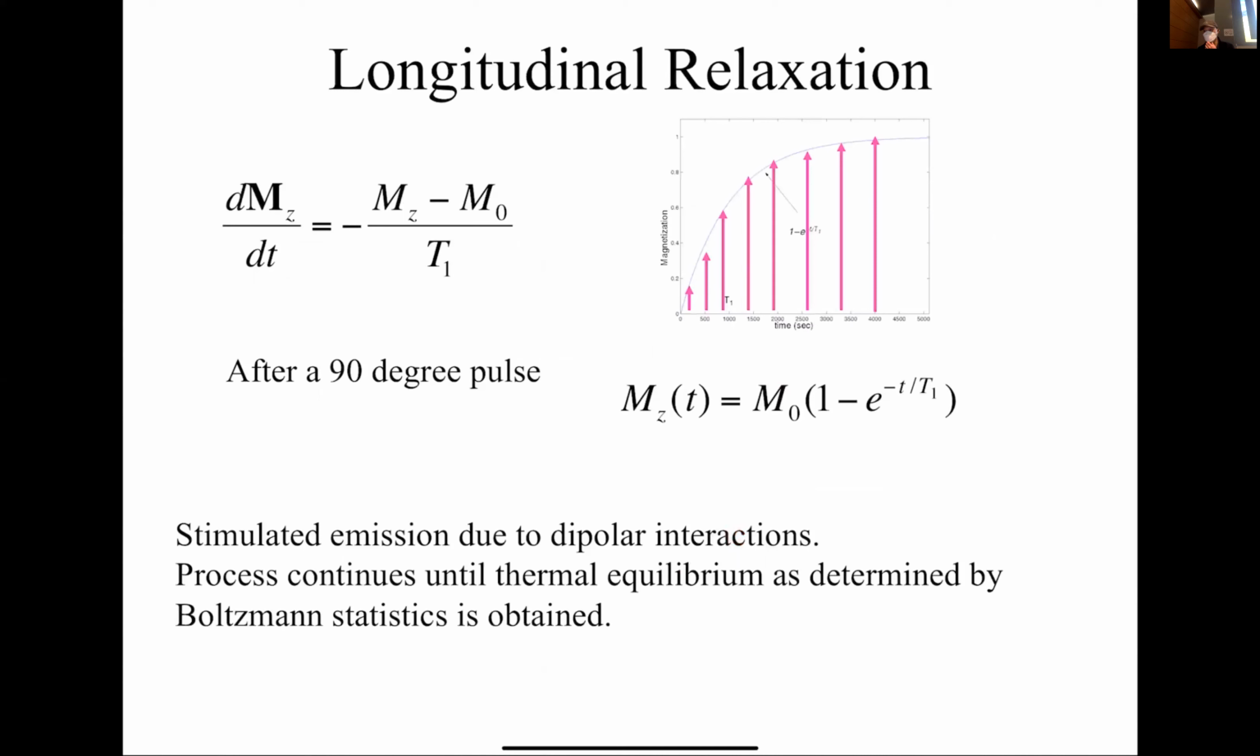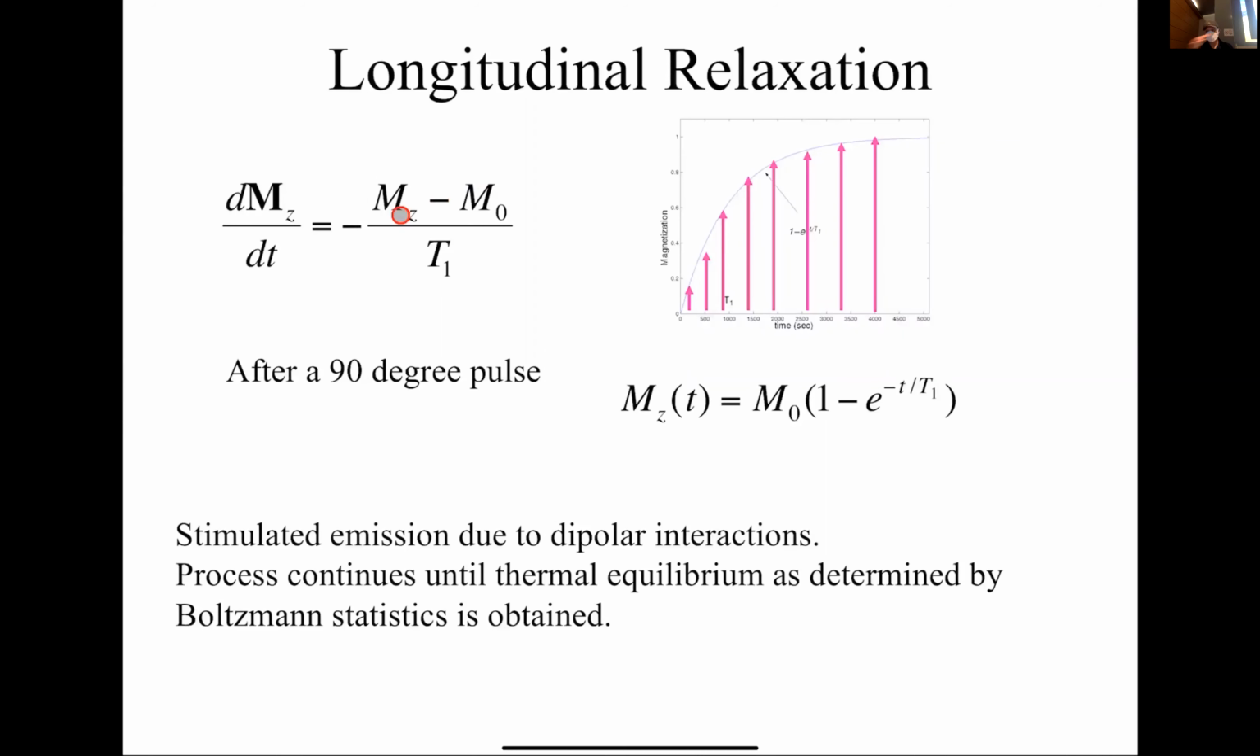The governing equation for longitudinal relaxation is just this first order differential equation. It's dMz/dt equals minus (Mz minus M0) over T1. So this is how far away you are from equilibrium, right? If you're already at M0, then that's going to be 0, so nothing's going to change. You're already back at equilibrium. But if you're anywhere away from equilibrium, this term is going to drive you back towards equilibrium.